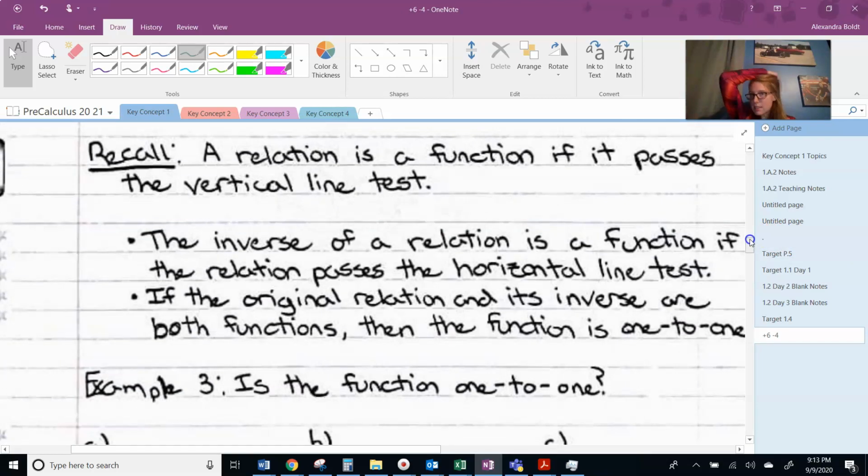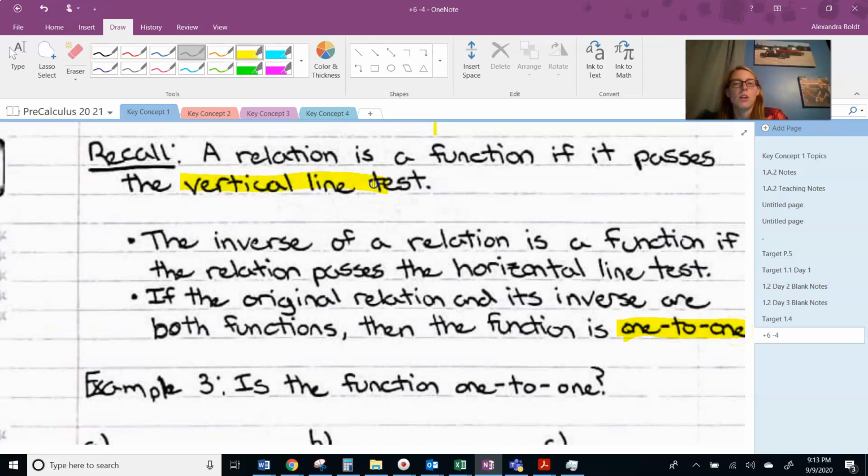So one thing to remember is that a relation is a function if it passes the vertical line test. On the flip side, the inverse of a relation is a function if the original function passes the horizontal line test. Again, because I'm flipping everything, so now I have to pass the horizontal line test. If the original and its inverse are both functions, then the function is called one-to-one, and we care about that.